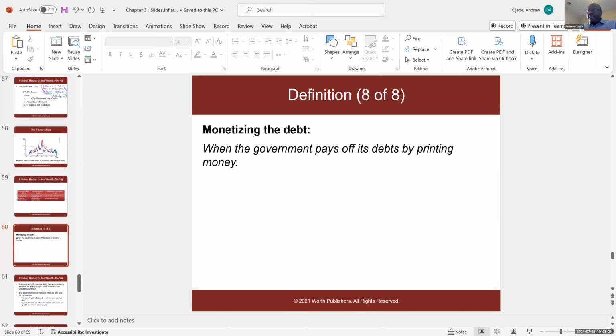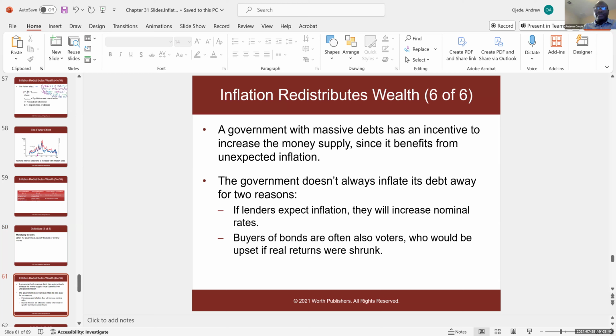Why? Because we have seen that printing money is going to destroy the economy and cause inflation. We don't want to wake up with an economy like Zimbabwe or Germany of the 1920s after World War I. I showed you the data early on of how inflation was rising in those countries, or Venezuela. So inflation redistributes. A government with massive debt has an incentive to increase the money supply since it benefits from unexpected inflation. The government doesn't always inflate its debt away, for two reasons.